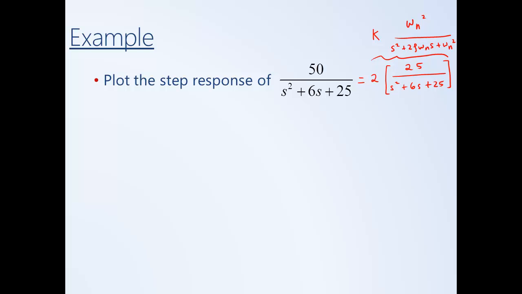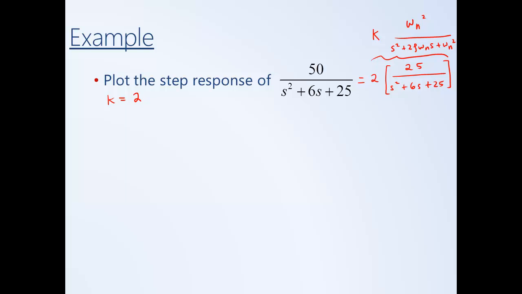Think about what the effect of this constant k is. In essence, this constant is just a scaling factor. The step response of this transfer function will look just like the canonical system here, except it'll be scaled vertically by an amount of 2. We can think of this k as the DC gain, just like we had with the first order transfer function.